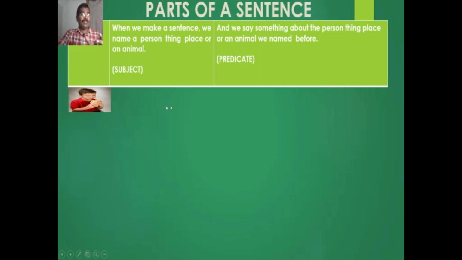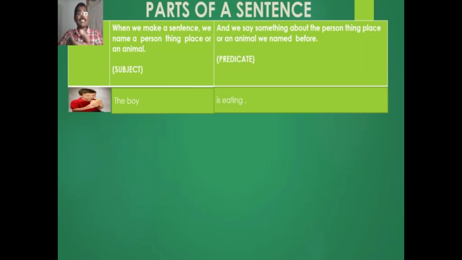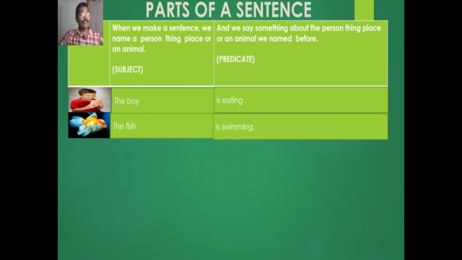First we name. You can see now I speak about the boy. Now let us say something about the boy. He is eating. So "The boy is eating" is a sentence. In that sentence, the boy is the subject. "Is eating" is the predicate. Next pic you can see here. What do you observe there? And how can we name it? The fish. And we can say like this, he is swimming. "The fish is swimming." It is a sentence and the fish is the subject. "Is swimming" is the predicate.